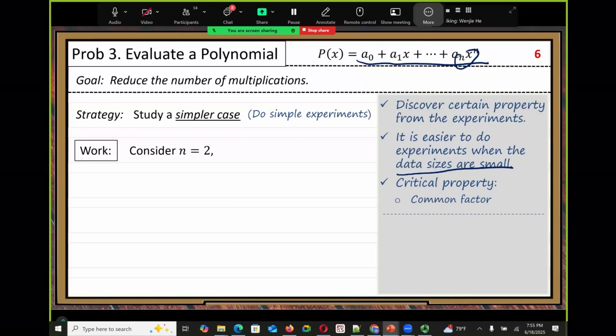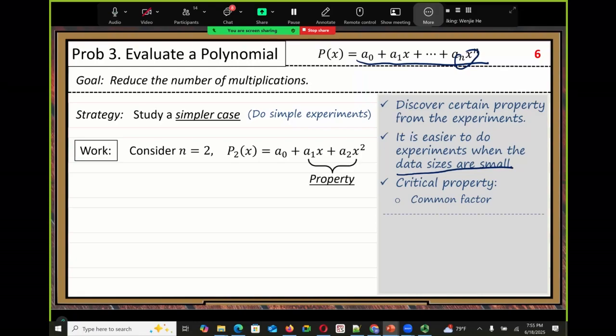But if you do a little larger data size, n equals 2, then at least you have some room for improvement. So that's why we consider n equals 2. P sub 2 of x is a quadratic polynomial: a0 plus a1x plus a2x squared.